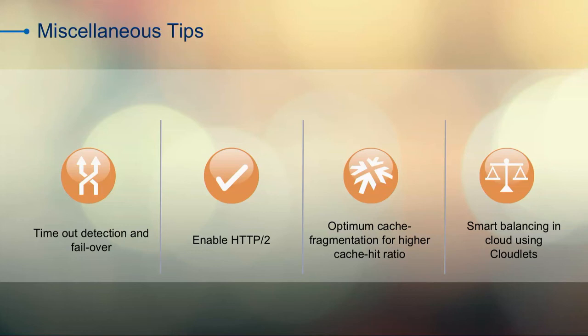The next one is optimum cache fragmentation for higher cache hit ratio. Quick question for the audience. Can anybody tell me what a cache key is? Cache key, anyone heard of the term? Okay, since you raised first. Cache key is basically indicating the actual URL value plus the cache value of a specific URL.